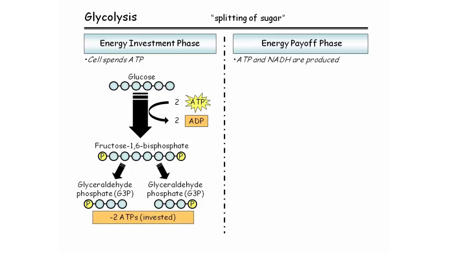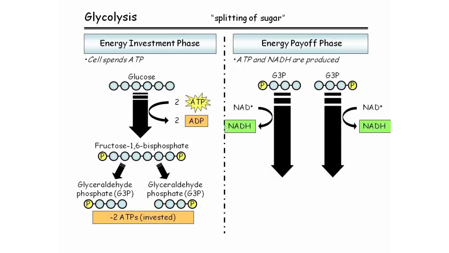That will be the end of the energy investment phase, and at that point, starting with our 1 glucose, we have invested 2 ATPs. Notice that we have not made any ATP at this point, so we've just gotten the process started. We will take those 2 glyceraldehyde 3-phosphates that we make, and those will serve as the starting materials for the energy payoff phase.